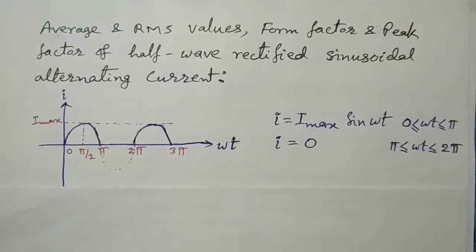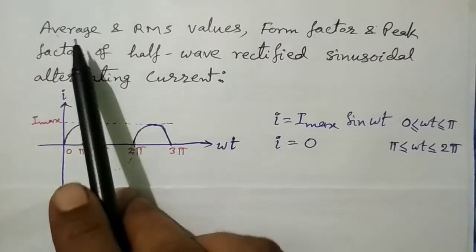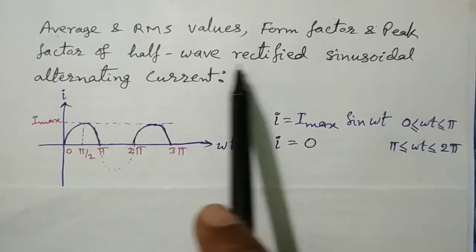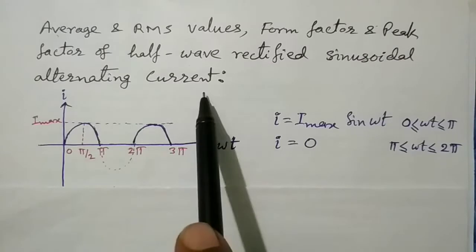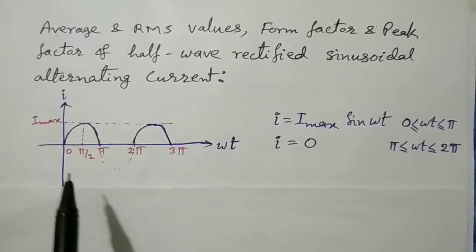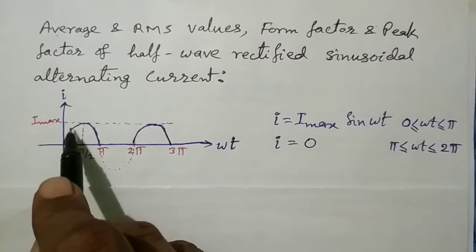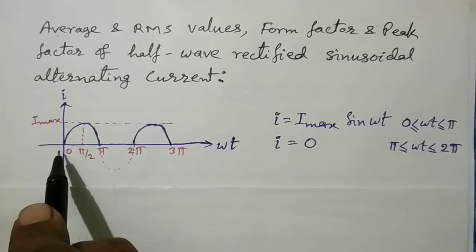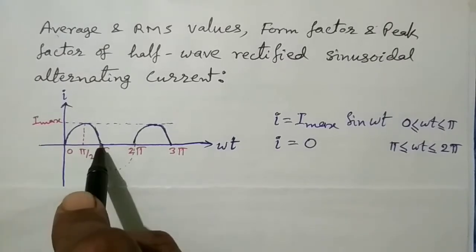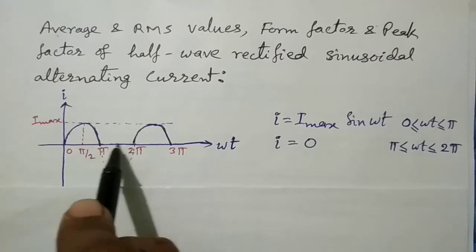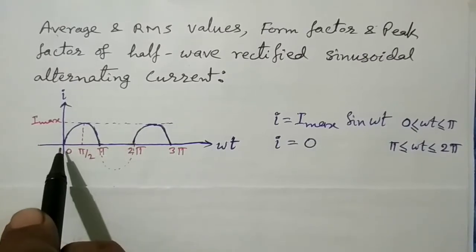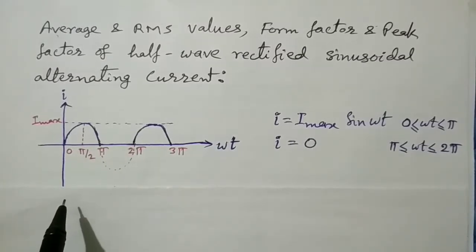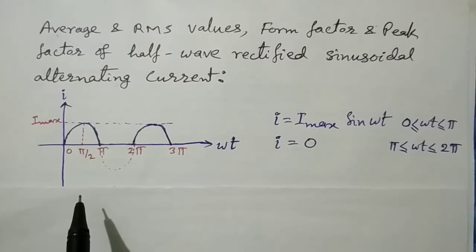The next example. Here we have to find the average value, RMS value, form factor and peak factor of half wave rectified sinusoidal alternating current. The half wave rectified alternating current waveform is shown in this figure, where the current will be present from 0 to pi, and from pi to 2 pi this value will be 0. That means the consecutive two half cycles are not identical. This type of waveform is considered an unsymmetrical waveform.